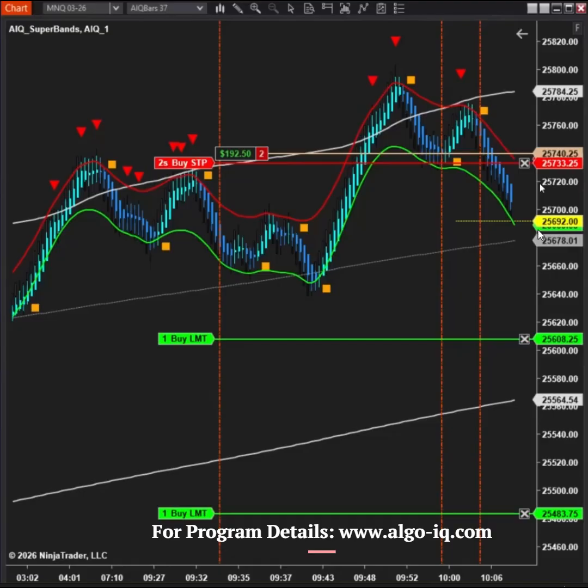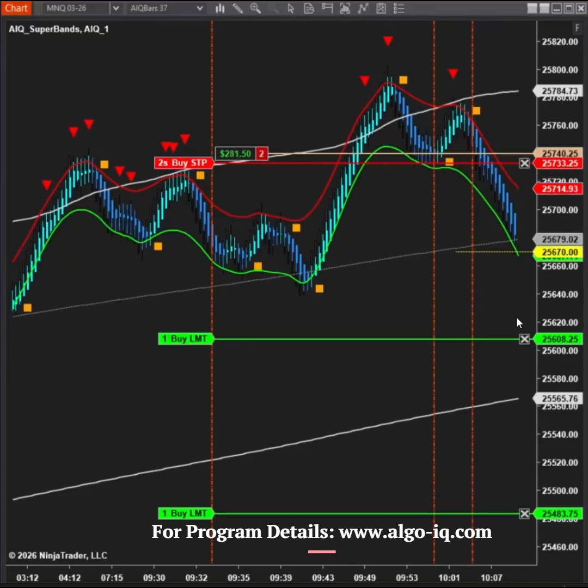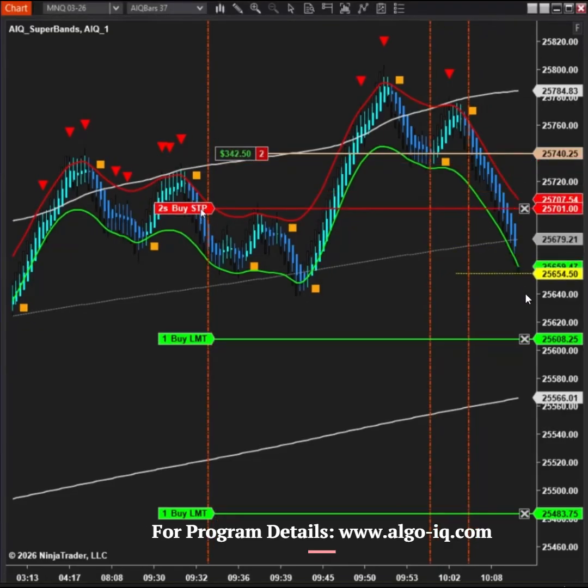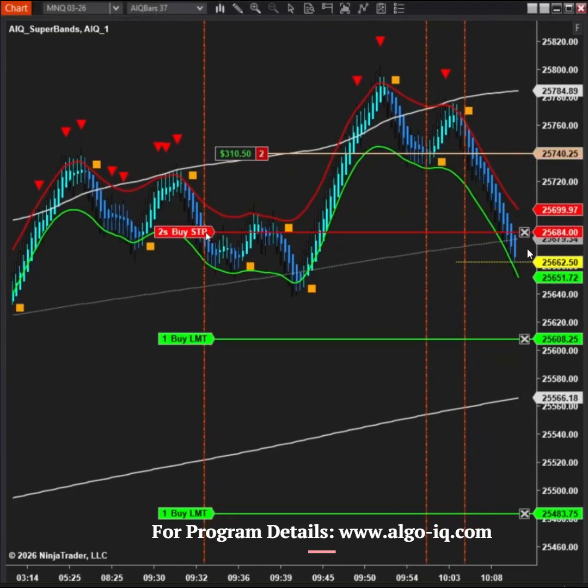I'm always looking to get out. So here's my first target. I'm out. We continue to move down. Now I've moved my stop to break even plus, and now we're hunting for our next targets. And as we start to move down, I am just trailing behind 1 or 2 bars back on my AIQ bars.